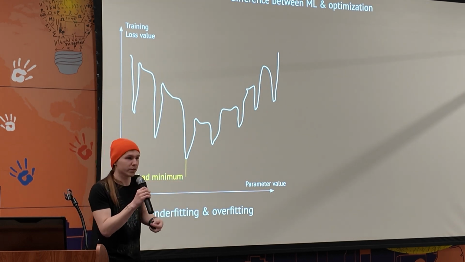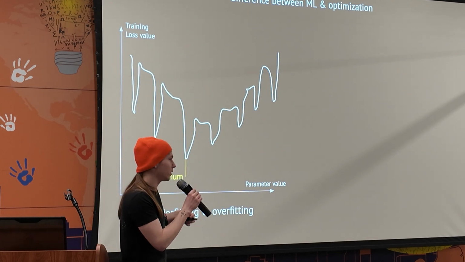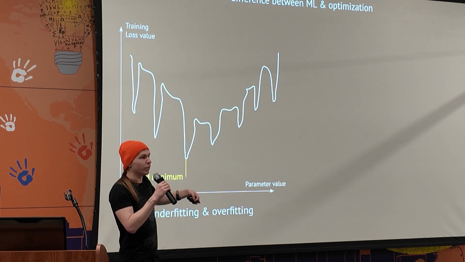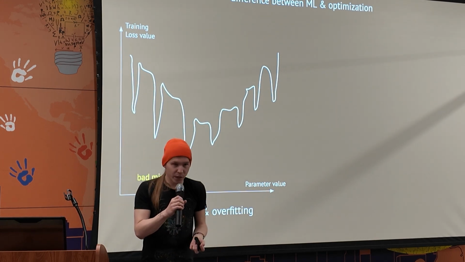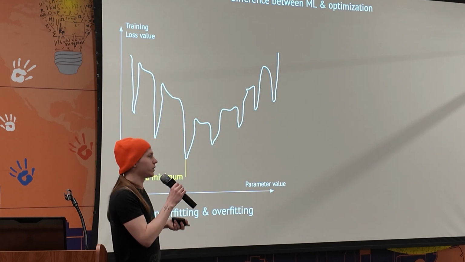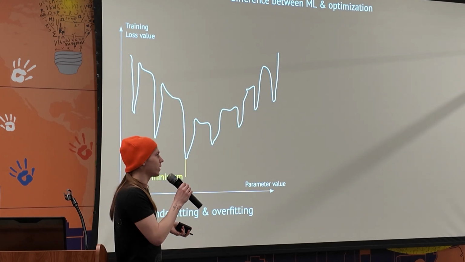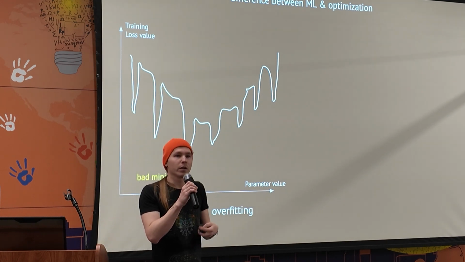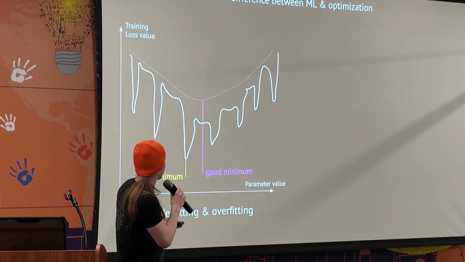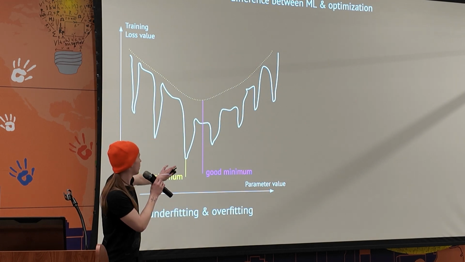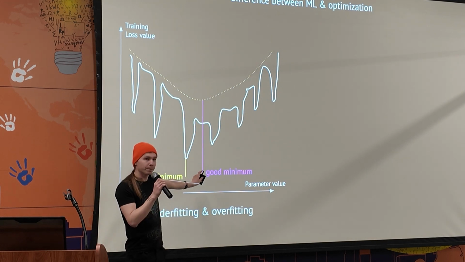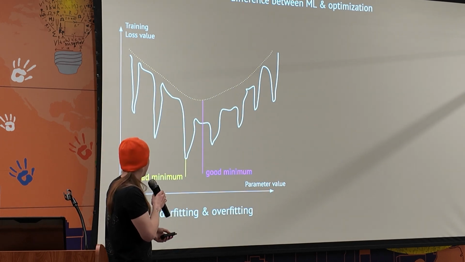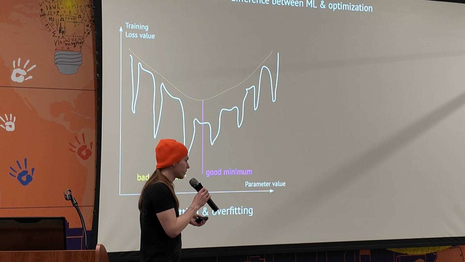So this is the main difference between machine learning and optimization, because in optimization we would say that this is the best solution. But here, we can find a global minimum which is still overfitting, which still means that the model performs well on training data and will fail on test data. So instead, a better minimum will be over here, which is not a global minimum, right? Yeah, so this is the first difference.